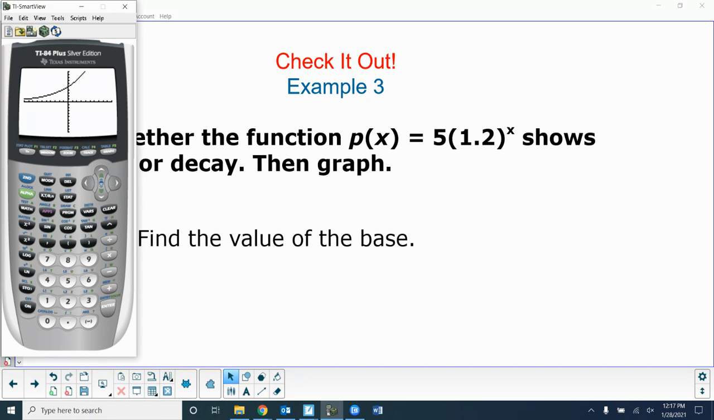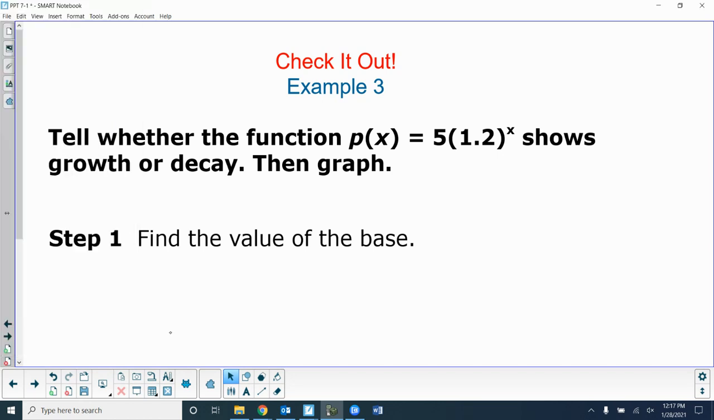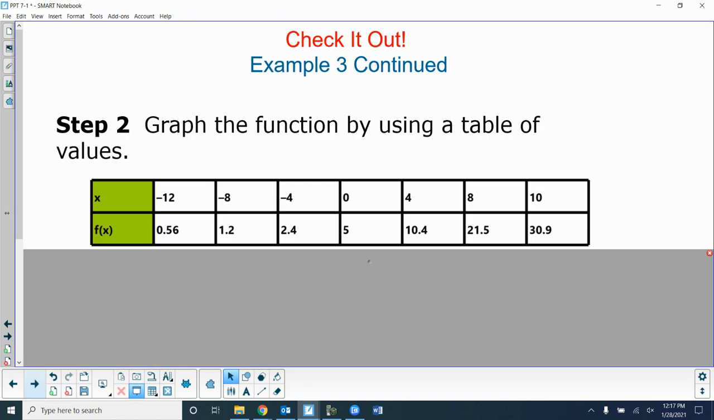Okay? So if you have to graph something, the calculator's going to do it for you. You guys okay with that? They all look pretty much the same, the graph. All right, we're good so far?